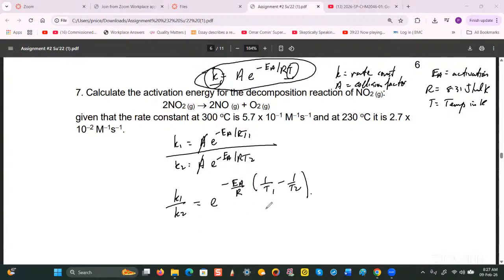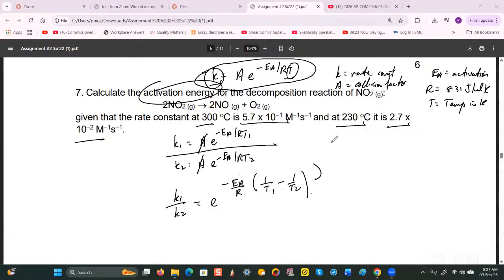This is useful because you can use it to solve problems like the ones that we have here, because you'll notice in this question here, we have a temperature here where the rate constant is this value, and then we have another temperature here where the rate constant is this value. So we can use this equation here to solve for, what's the question asking for? The activation energy, right? The question is asking for the activation energy, right?